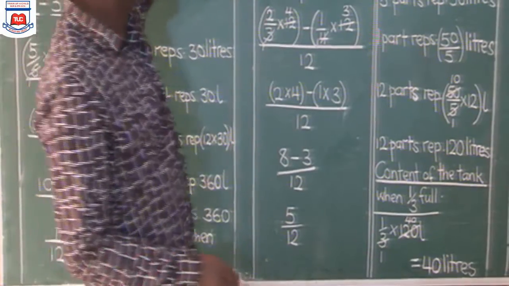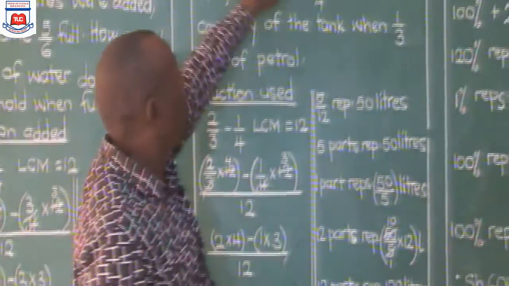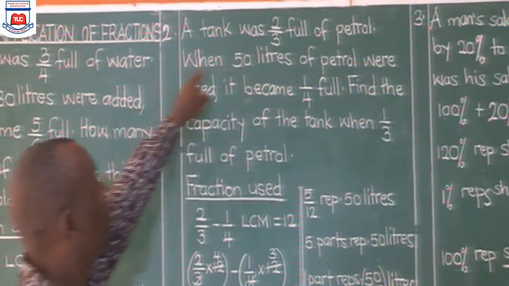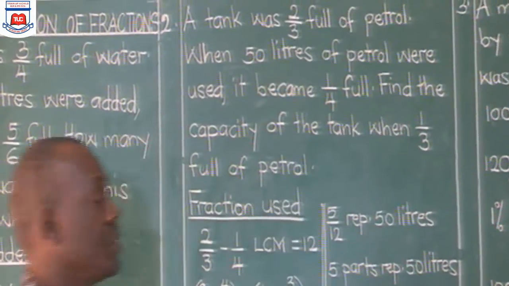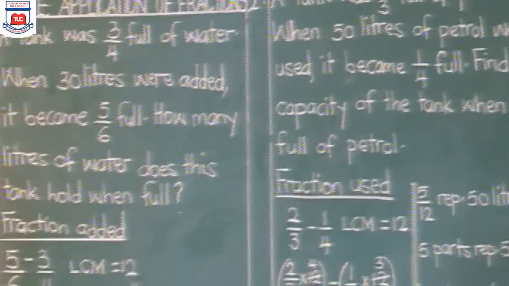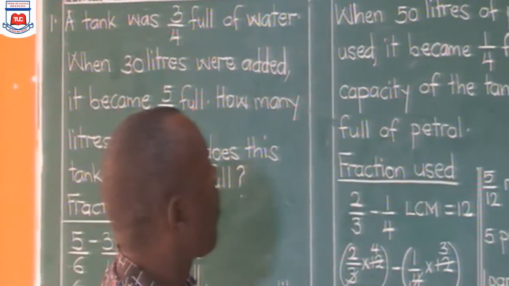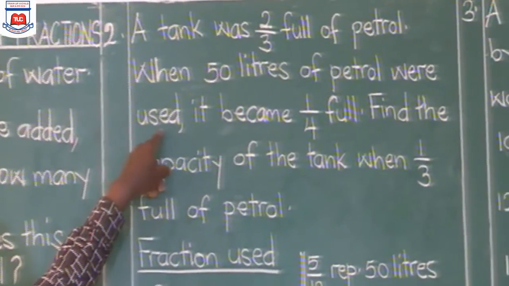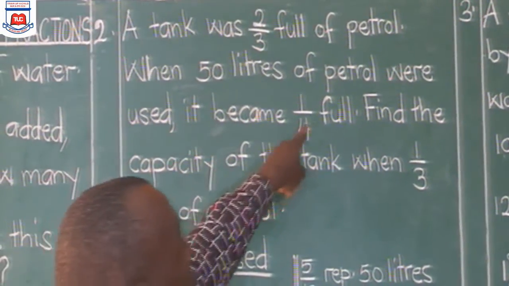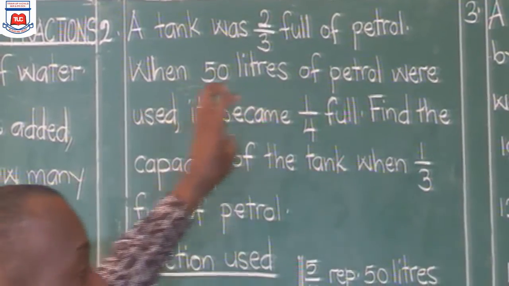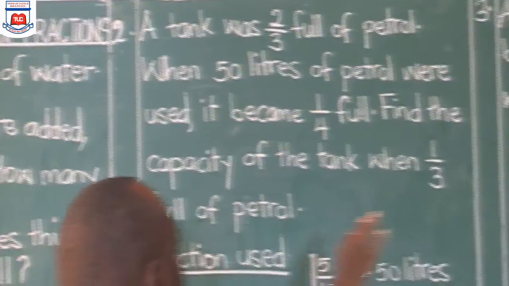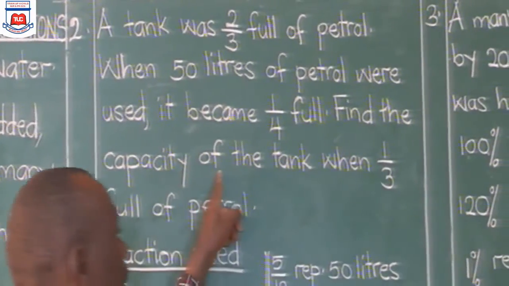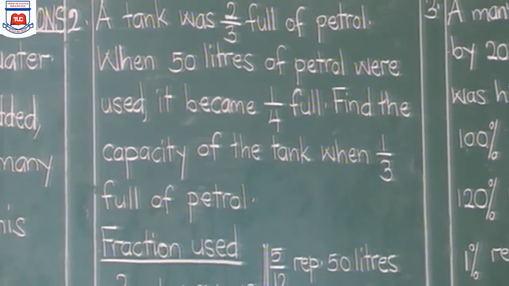Example number 2 reads: a tank was 2/3 full of petrol. When 50 liters of petrol were used, this time they were used, it became a quarter full. The question is, find the capacity of the tank when 1/3 full.